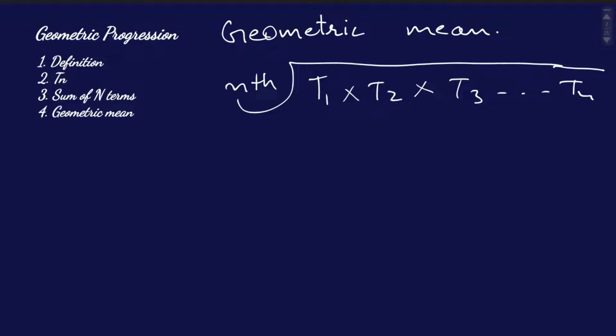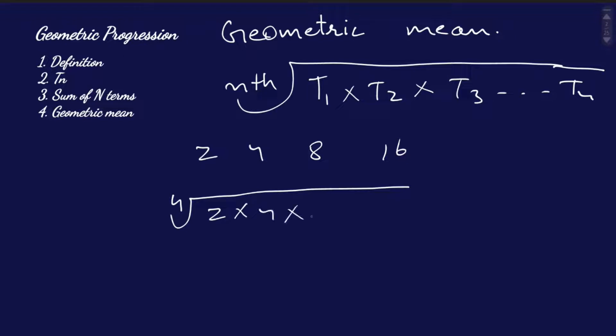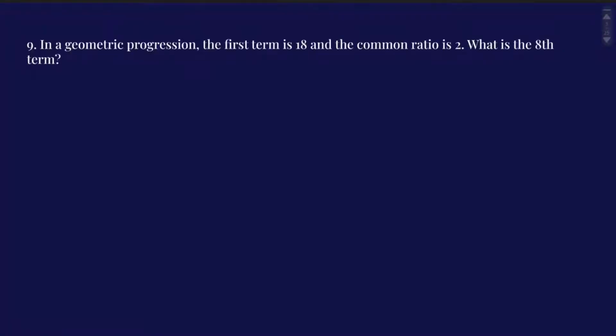We can take a simple example, let's say 2, 4, 8, 16. So to find the geometric mean of this series, we will have to take the fourth root of the multiplication of the terms: 2 into 4 into 8 into 16, which would come out to be 2 to the power 10, the fourth root of 2 to the power 10, which is going to be nothing but 4th root of 2. Okay, so let us now solve a few questions on geometric progression.